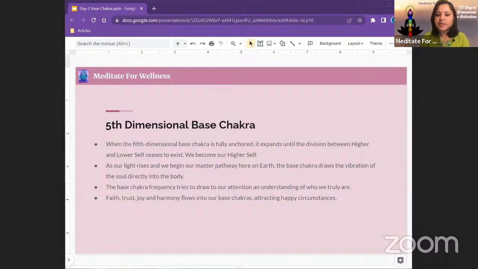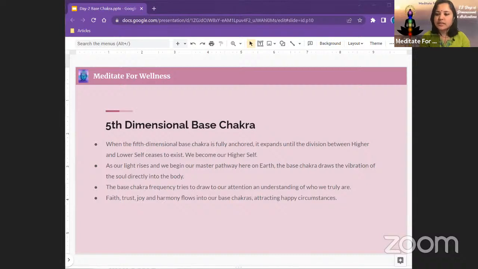When the 5th dimensional base chakra is fully anchored, it expands until the division between the higher and the lower self ceases to exist, and we become our own higher self. So it is like you have opened yourself, and there is nothing less than you. You become your own higher self. That is what happens when this chakra is in balance.